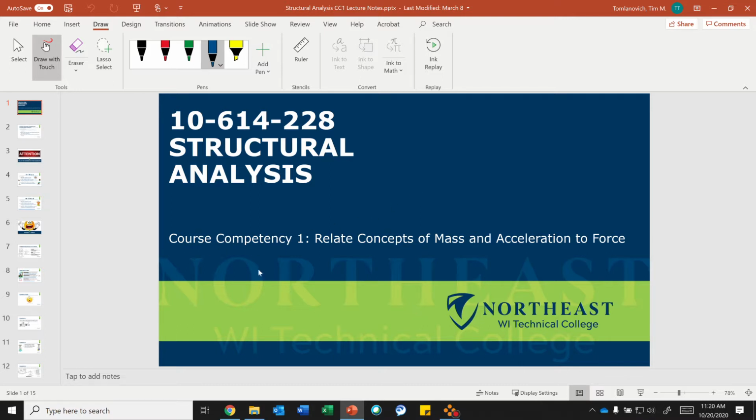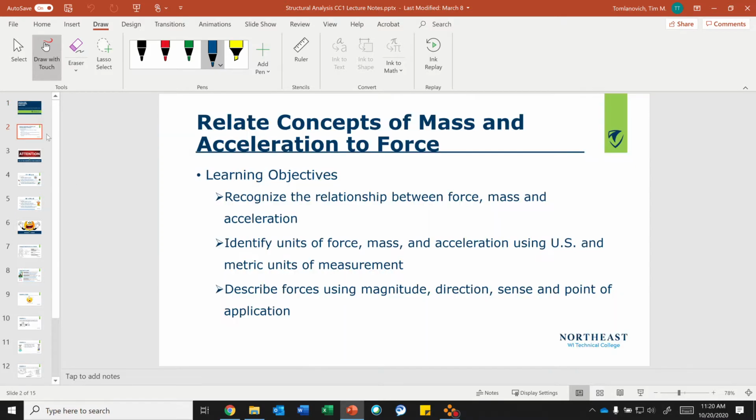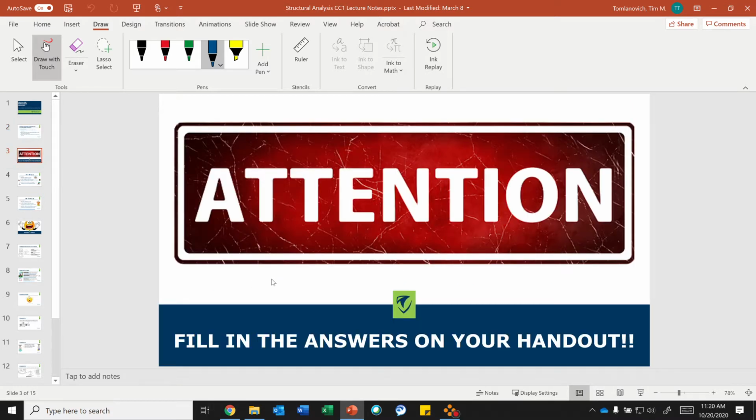So our course competency 1 is relate concepts of mass and acceleration to force. Our objective today is we're going to recognize the relationship between force, mass, and acceleration. We're going to identify units of force, mass, and acceleration using US and metric units of measurements. And we're going to describe forces using magnitude, direction, sense, and point of application. Fill in the answers on your handout.